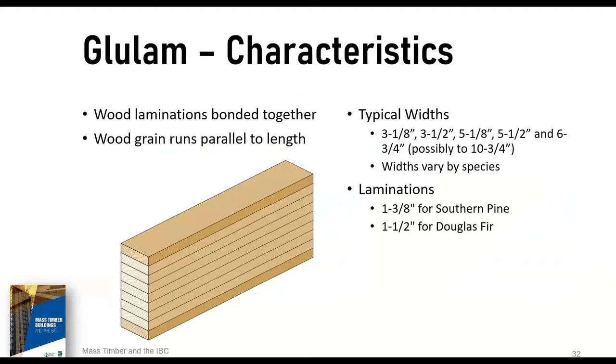Some of the characteristics. In glulams, the grain of all laminations runs parallel with the length of the member. Individual laminations are typically 1 3/8 inches thick for southern pine and 1 1/2 inch thick for western species, although other thicknesses may also be used. One of the most common widths for glulam is 5 1/2 inches, but glulam products typically will range in net widths from 2 1/2 inches to 10 3/4 inches, although virtually any width can be a custom product. Remember, to be classified as mass timber, the elements need to meet the width minimums and the depth minimums specified for heavy timber.